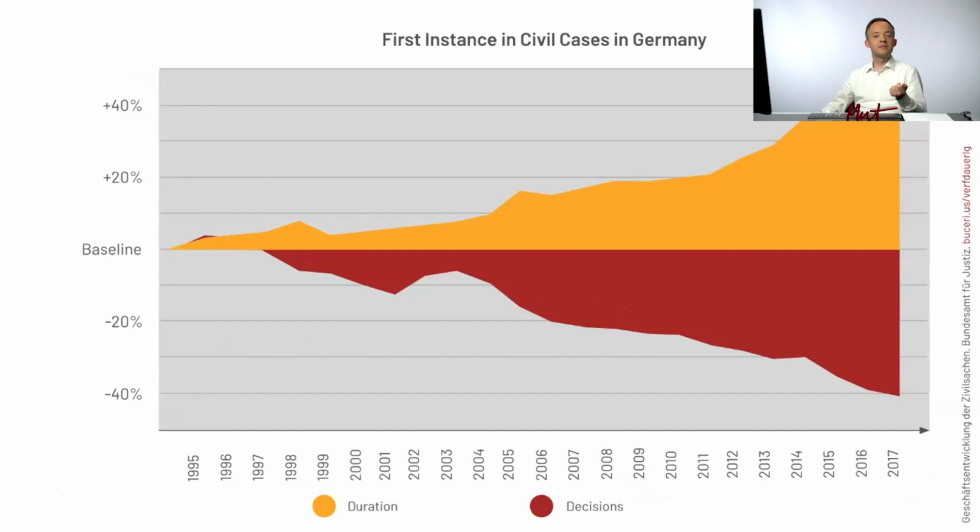Now, why does all of this matter? Well, here you see the duration of first instance trials in Germany, commercial trials, from 1995 to 2017. And you see how many cases we actually got. So red is how many cases we have, and yellow is the duration. If you look at that, we have about 40% fewer cases since 1995. That means in 1995, we had way more first instance cases in German courts. Now, these cases take about 40% longer.